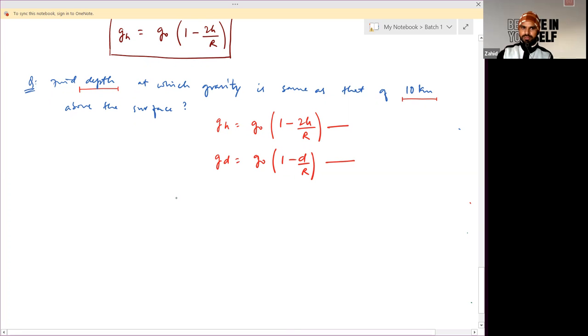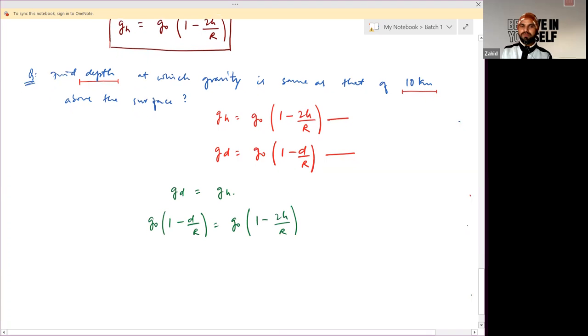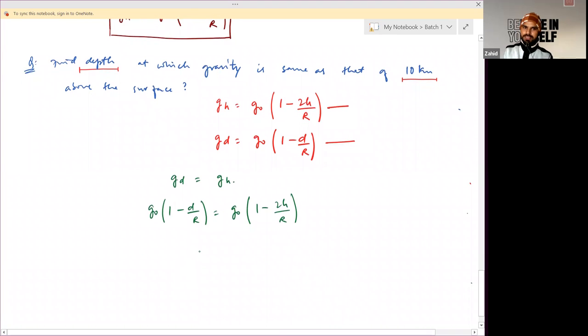So if you equate these two terms, gravity due to depth and gravity due to height, g0(1 - d/r) equals g0(1 - 2h/r). g0 will cancel out, 1 and 1 will cancel out, r and r will cancel out. So you get d equals 2h. If you put the value of h to be 10 kilometers, it will be just 20 kilometers.